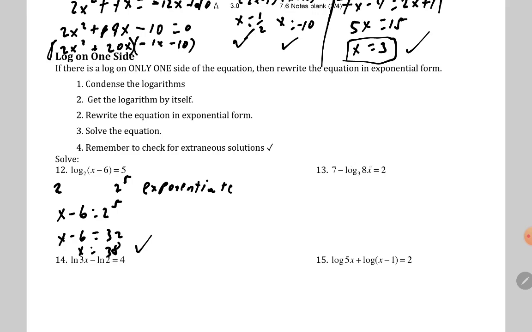Alright, 13. Okay, so first we have to get the log by itself. So I'm going to get rid of this positive 7 by subtracting 7 over. And then I have minus log base 3 of 8x equals negative 5. And then get rid of that negative sign, so make everything positive, dividing by negative 1. Okay. So log base 3, I'm going to exponentiate.